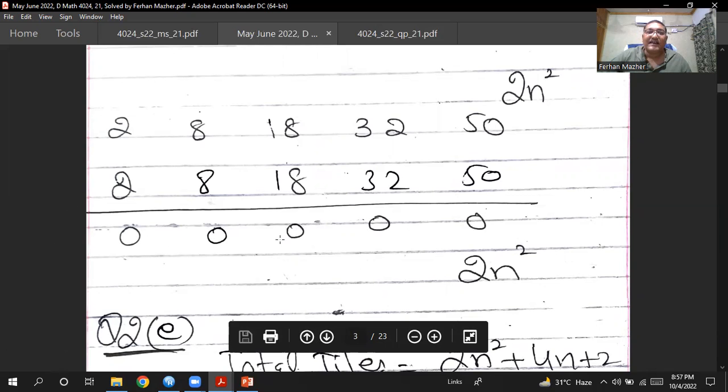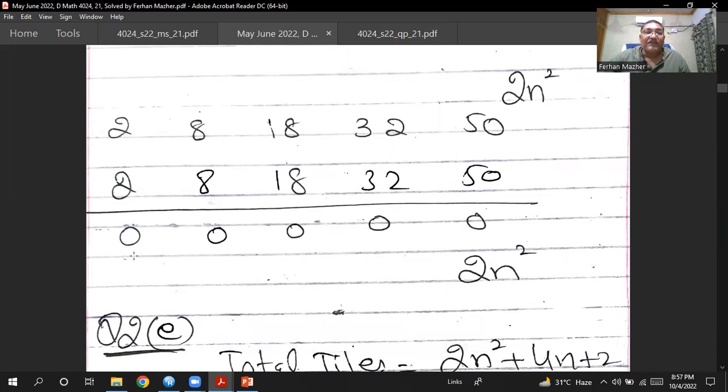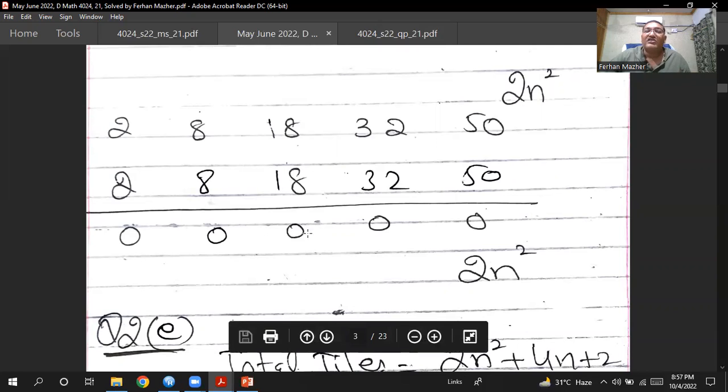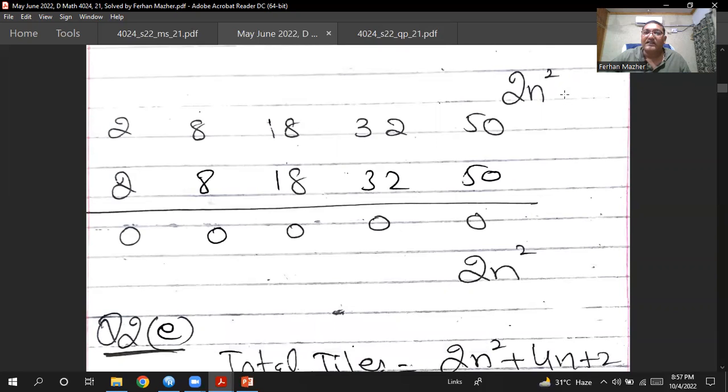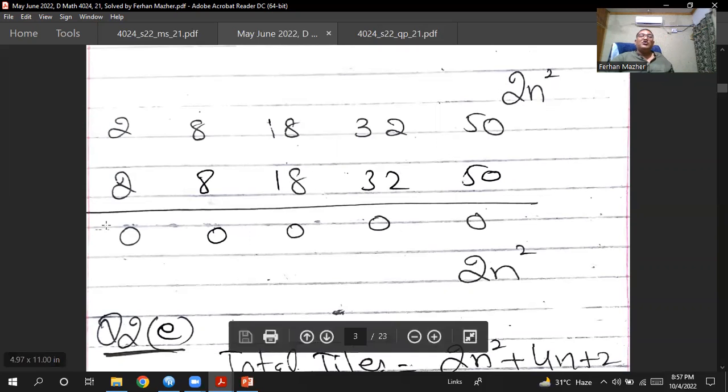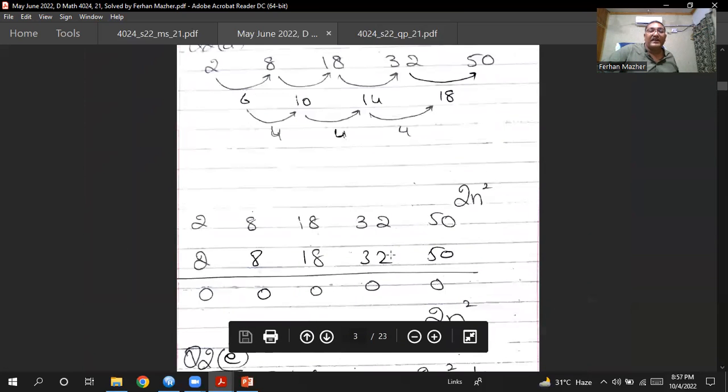You see, if I got some numbers here, then I would make their nth term, and whatever their nth term is, I would write the formula of that nth term here. But here, because the difference is 0, there is no other term to be written here. So only this is the answer. The nth term will be 2n squared. This is the method to find the nth term of a quadratic sequence.